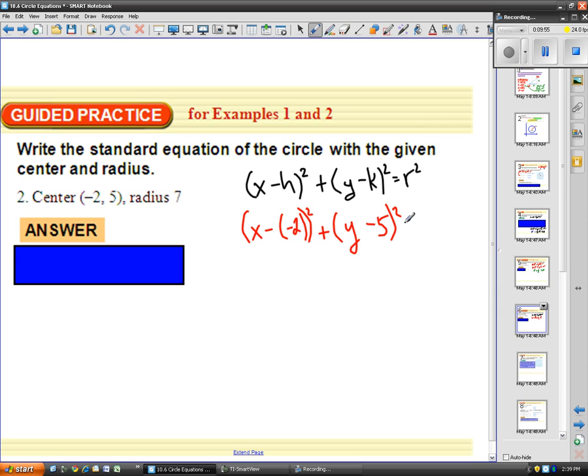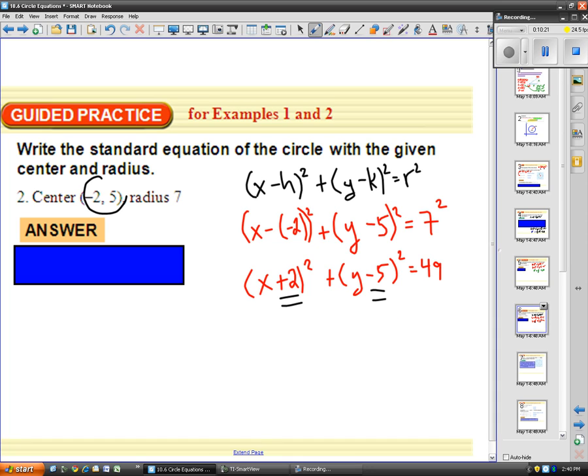So I just plugged in the given information, and now I'm just going to simplify it. Now you'll notice that when I do my simplification, I get (x plus 2) squared and (y minus 5) squared equals 49. If you look at the positive 2 and the negative 5, they look similar to the center, but they're always the opposite of what you see.